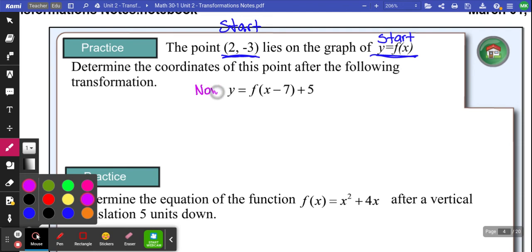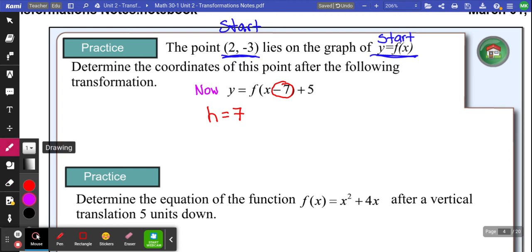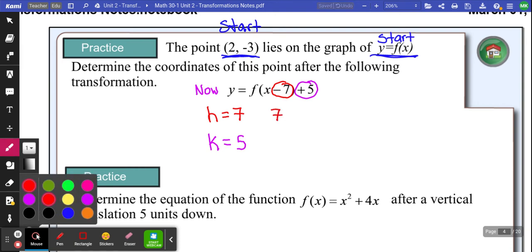Now we have this. Perfect. What has happened? The original graph had no h value. Now it does. The h value is negative 7, so that means h equals 7. The original graph had no k value. Now it does have a k value. It has a plus 5. That means k equals 5. So the original graph to the new graph has gone 7 right, 5 up.